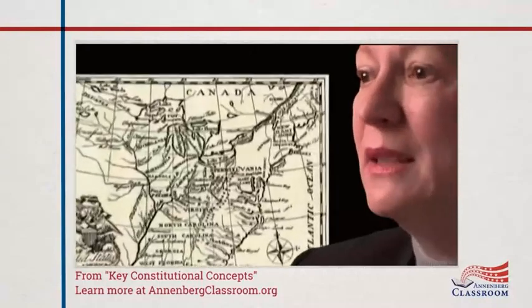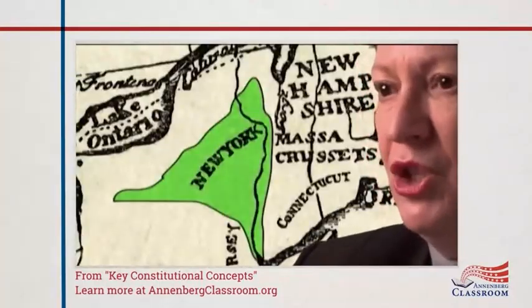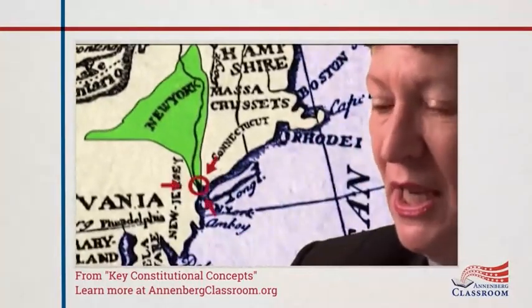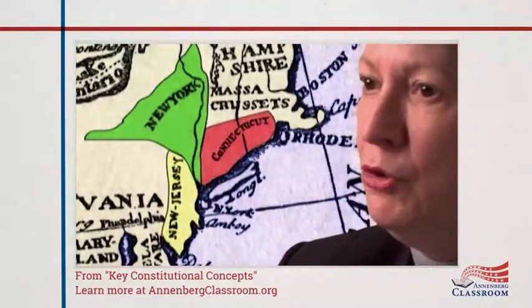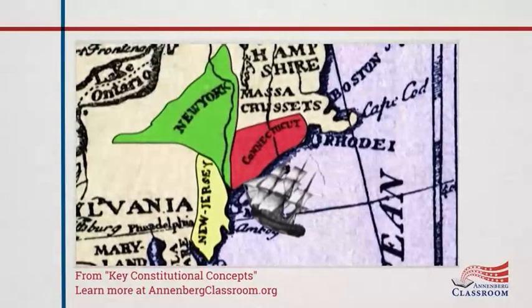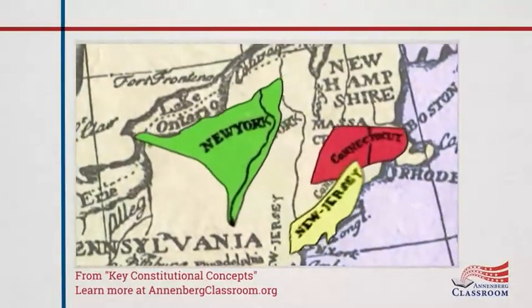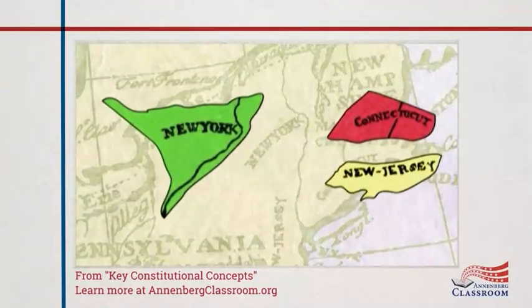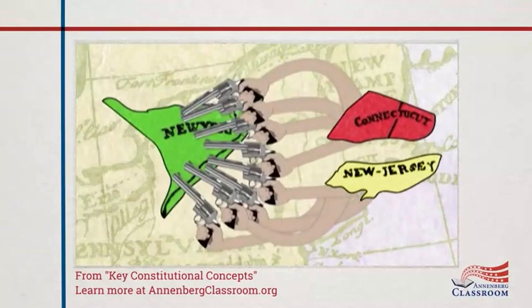Even more dramatically, New York State, which has the great port of New York City, is charging Connecticut and New Jersey an arm and a leg for everything that comes into their port. And so Connecticut and New Jersey are meeting to plan a united military attack on New York.